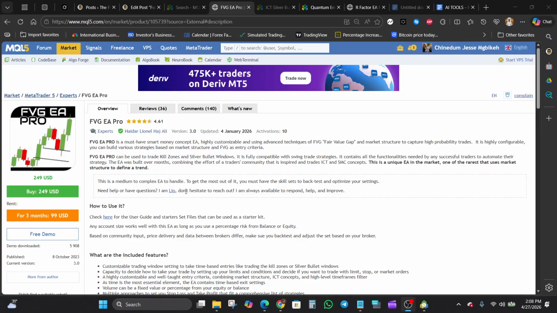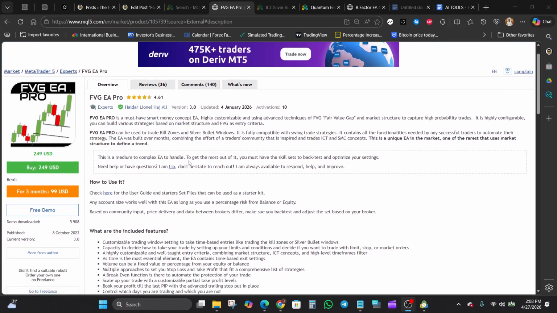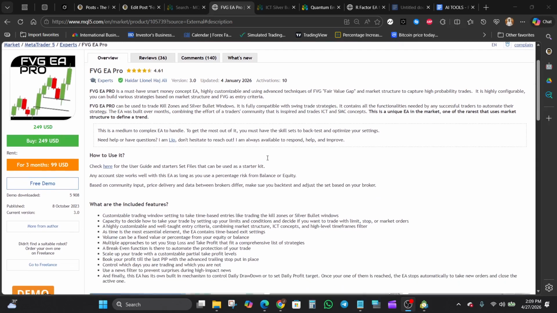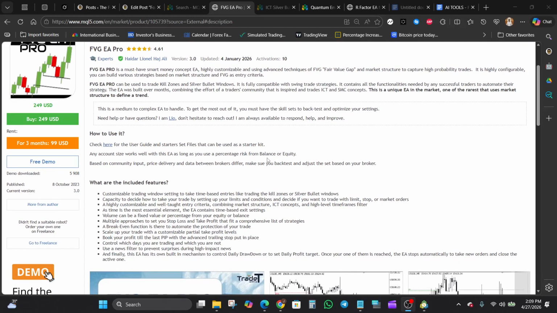Okay, so the developer clearly mentions that this EA is built around smart money concepts, specifically using fair value gaps, all right, and market structure to identify high probability setups. Now, that is important because unlike grid systems or scalpers that just react to price, this type of EA is trying to interpret market behavior, things like imbalance, structure shifts, and institutional style movement.